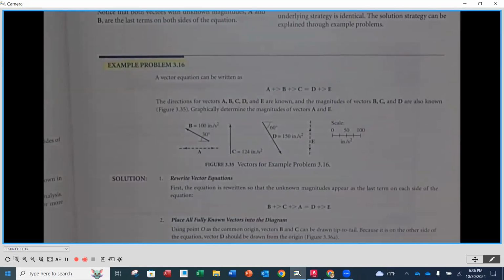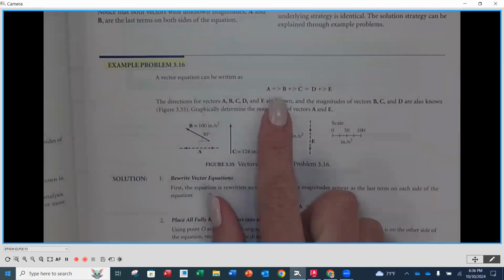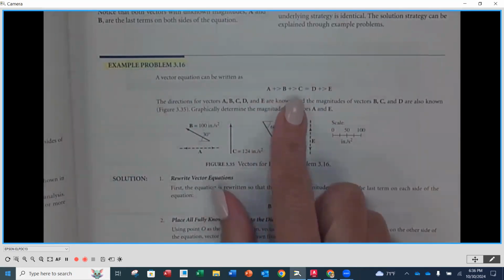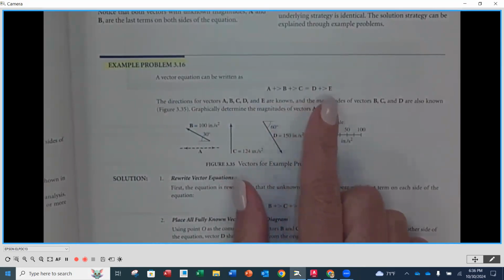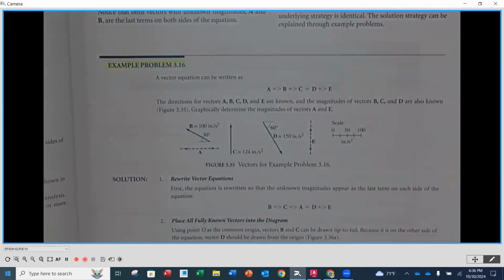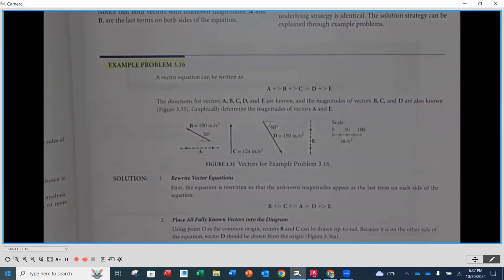It says here that we have a vector equation that is written as follows: A plus vectorially B plus vectorially C is equal to D plus E. In this case, this isn't going to be one where we're trying to find the resultant. What we are going to try to find are some unknown quantities on two of our vectors.